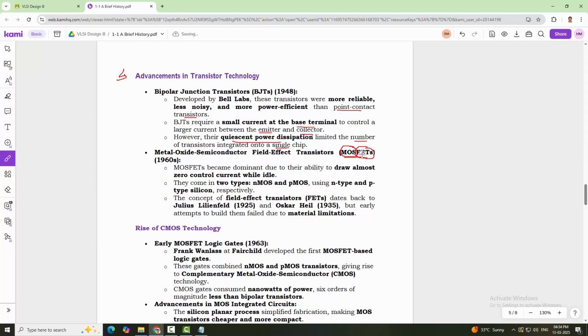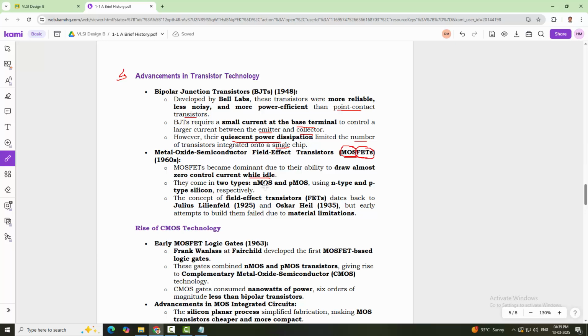How exactly does the MOSFET work? It is based on the field effect, so that's how the naming has been kept. This MOSFET was invented in 1960. Though the FET concept was pretty old, the MOSFET invention happened in the year 1960. MOSFETs became dominant due to their ability to draw almost zero control current while idle. This is the significant improvement of MOSFETs over BJTs.